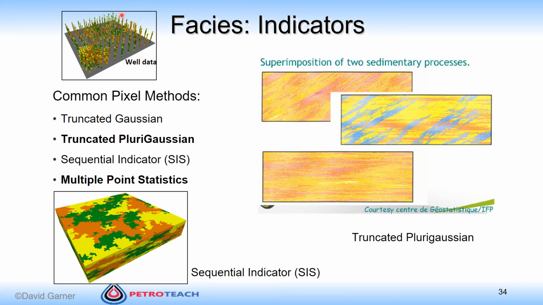So here we have well facies, and common methods are truncated Gaussian, pluri-Gaussian, sequential indicator, and multi-point statistics. So pluri-Gaussian is really an extension of truncated Gaussian. We have here different directions of anisotropy shown, and it really allows us to have multiple processes or multiple anisotropy directions. This sets up different transition statistics that we can work with. We can actually honor the higher order set of statistics in the facies in our modeling, whereas something like SIS doesn't really do a good job of honoring our sedimentary stacking patterns.